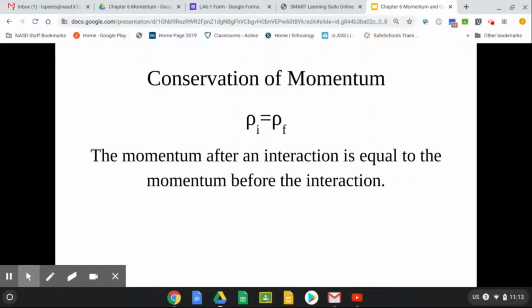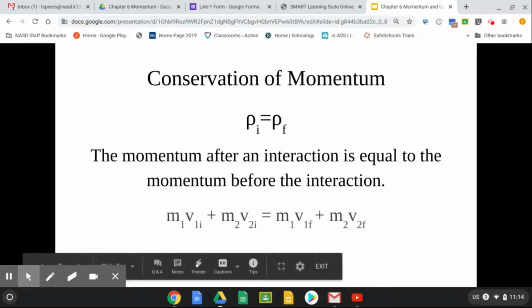So by interaction, we're talking about two objects at least. These two objects are going to interact in some way. They're going to come into contact with each other. And that contact is going to change possibly both of their momentums, but the total momentum of the system after the interaction is going to be the same as the momentum was before the interaction.